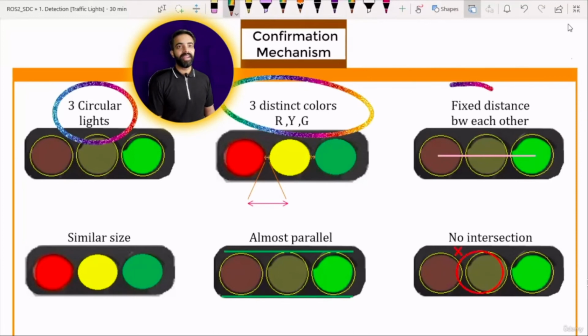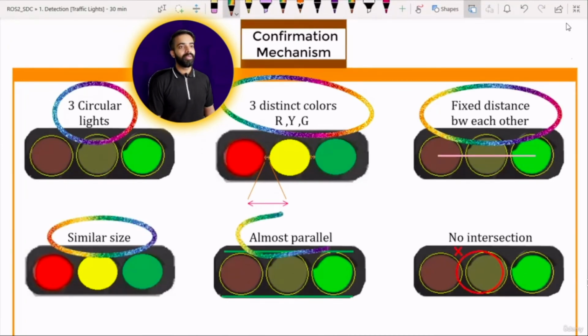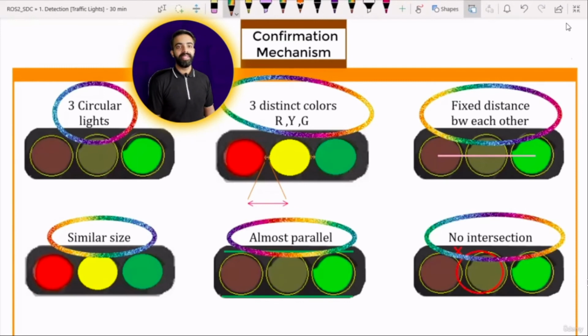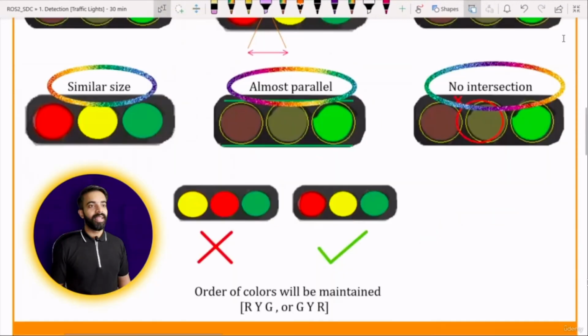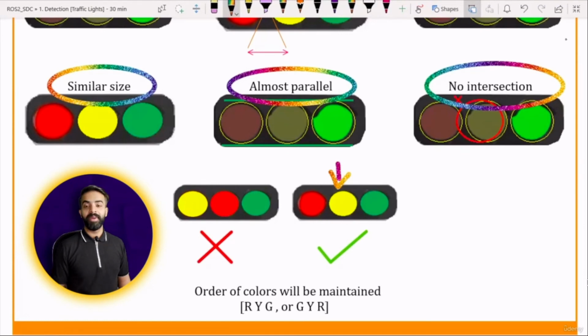The third feature that is required is that these circular regions should be at a fixed distance from each other, and they should have similar size and be almost parallel to each other. And finally, there should be no intersection between any of these distinct circles. And lastly, the order of the colors should always be maintained, that is, red, yellow, and green. Once we have found a particular detection by the hard cascade that has all these features mentioned above, then we can safely say that that detection is indeed a traffic light.